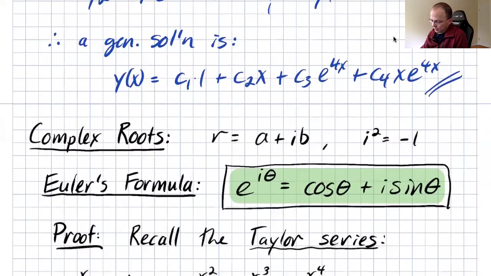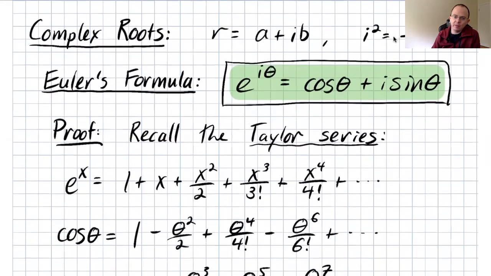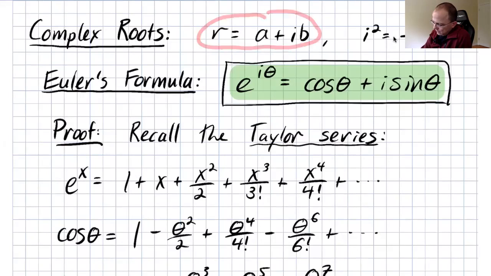Okay, so that's the story about real roots, and now we have to deal with what happens in the case that we have a complex root. So what is a complex number? A complex number is a number that is of this form, a plus i times b, where i is the square root of minus 1. So i squared is equal to minus 1. And this is referred to as the real part of r, and this is the imaginary part of r.